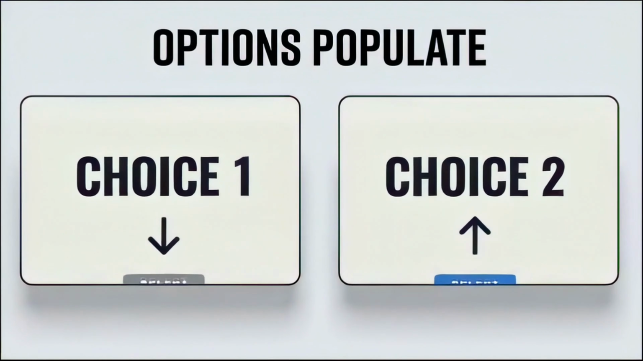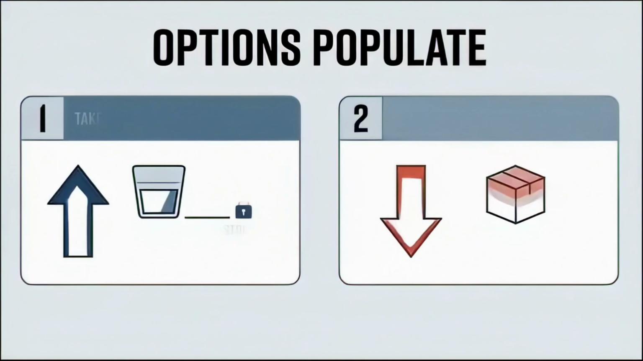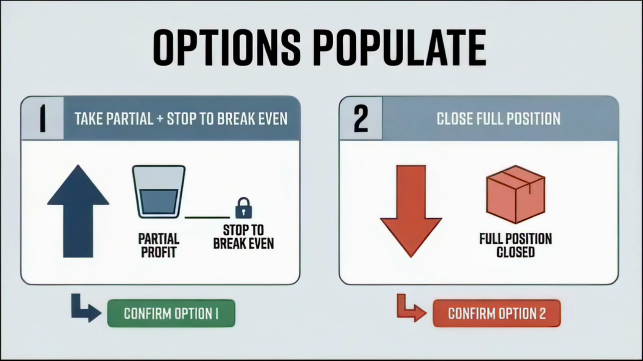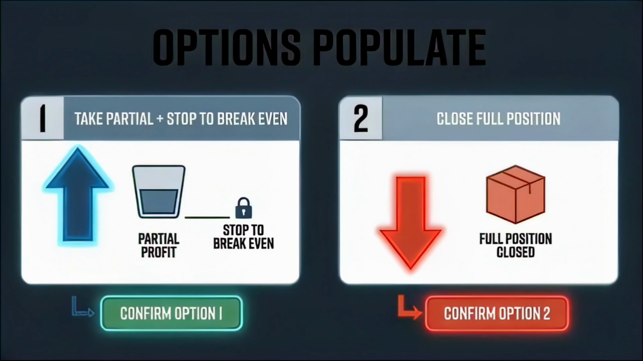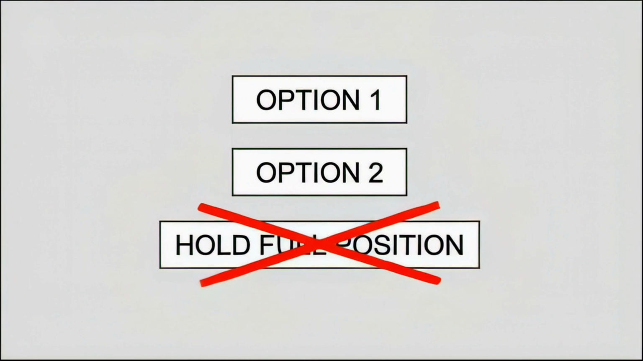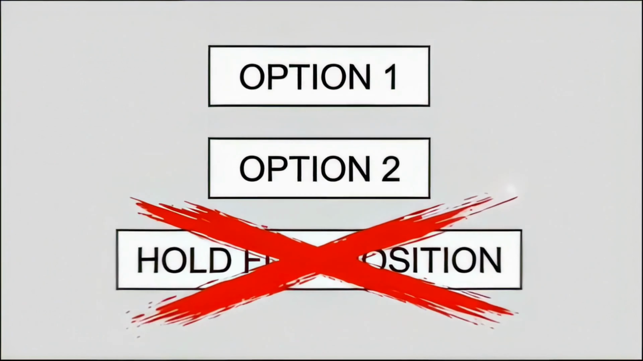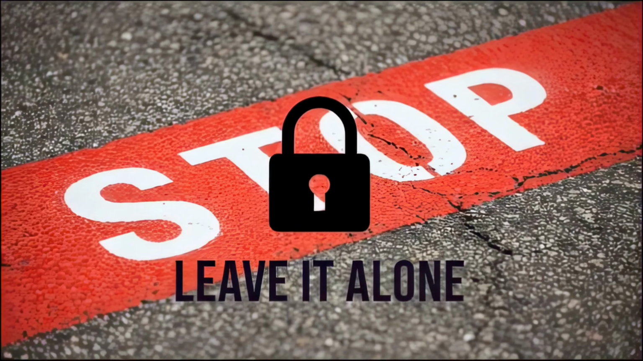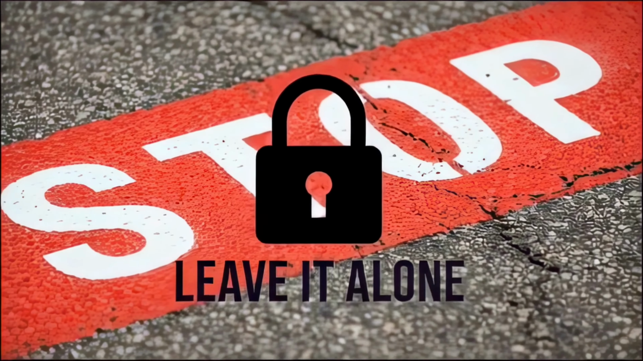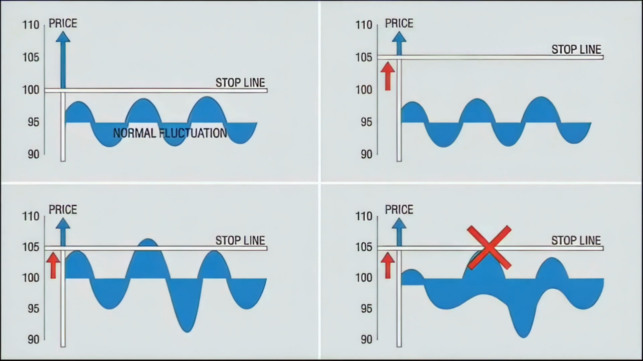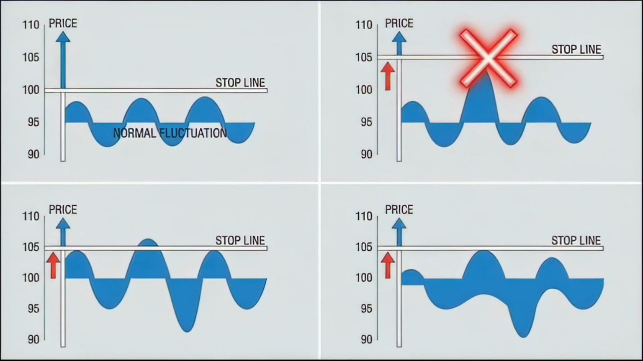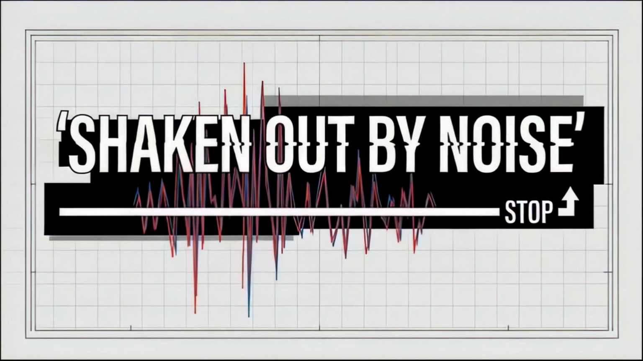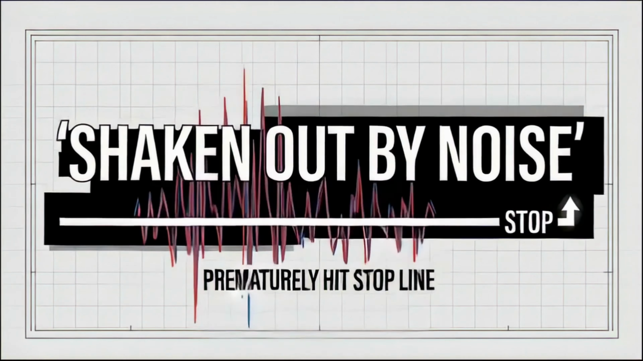You have 2 reasonable choices. Take part off and let the rest run with your stop at break even. Or close the whole thing and wait for the next setup. What is not reasonable is holding a full position while the indicator that got you in is telling you the move is finished. And leave that stop alone until the trade is genuinely in profit. Tightening it early, before price has traveled anywhere, is the fastest way to turn a working strategy into a losing one. You get shaken out at exactly the noise level the stop was placed to survive.